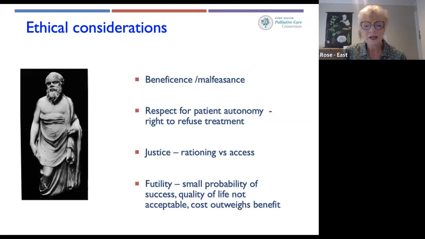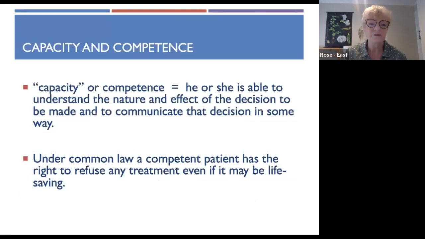Now, there's ethical considerations too. You can probably look up more about this, and I encourage you to. I won't go into it too much now, but there are 4 ethical considerations when making decisions about treatment choices. You can take a snapshot of that and go and look it up yourself. As someone who's working in this end of life space, it's a really worthwhile area to look into.